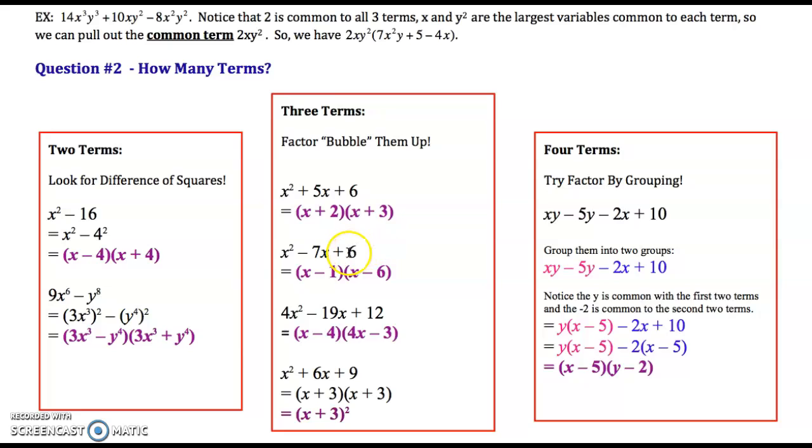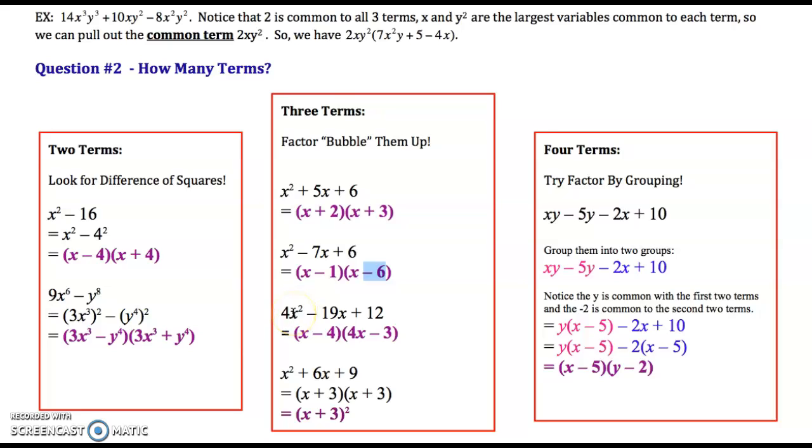And same idea here. I have 3 terms. So I put my factor bubbles. I put the variable of my first term here, since it's squared. I put it in the front of each one of these parentheses. I have an x minus. And in this case, I have a positive 6. I need two numbers that multiply to a positive 6, but they need to add to a negative. So that's why I have a -1, add -6, and then I get my -7.